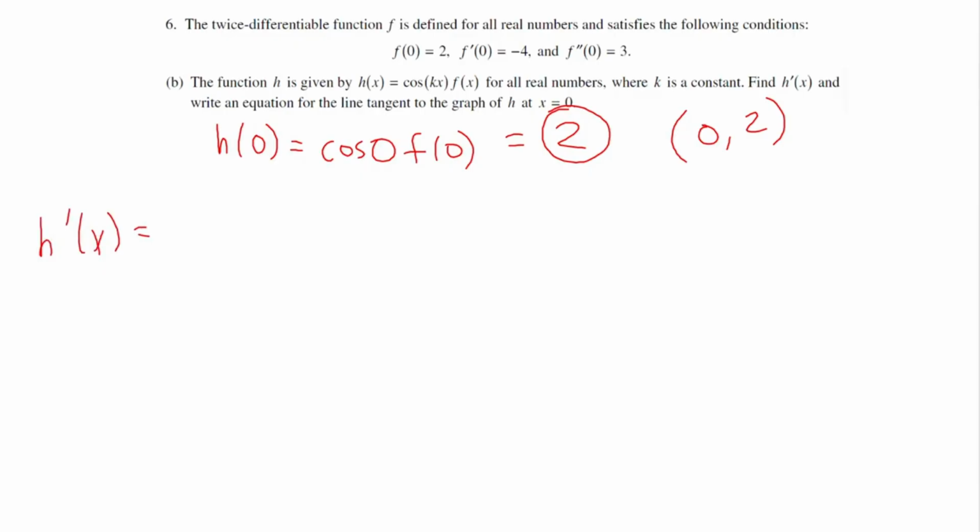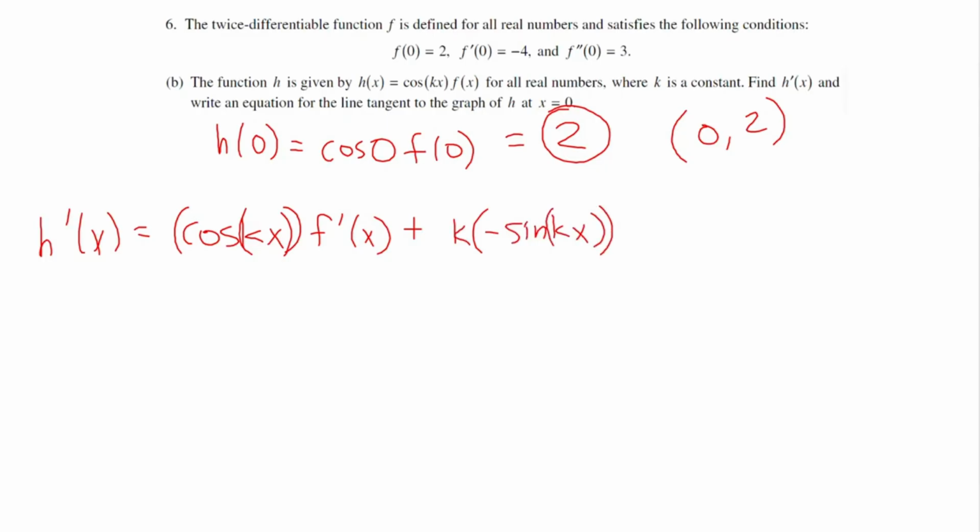Well, that's going to be a product rule question because it's cosine of kx times f of x. So we'll start with cosine kx times the derivative of f, which is f prime of x. And then we'll add to that the derivative of cosine kx, which is going to be negative sine kx times the constant k, and then times f of x.